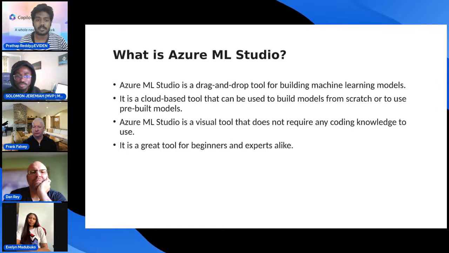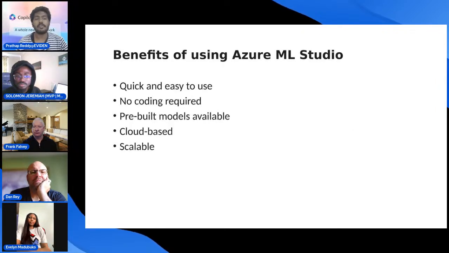Okay, so we have some key benefits. It is very quick and easy to use. Yes, of course, I agree to this one. No coding is required. And pre-built models are available. So we have some pre-built models like GPT models, Llama models, Hugging Face models, and prompt engineering, automated ML. So we have lots of models available. It is cloud-based and scalable. These are the major key benefits of Azure ML Studio.